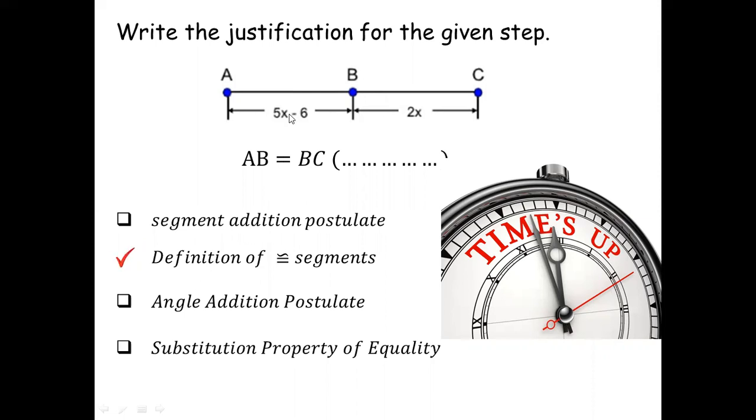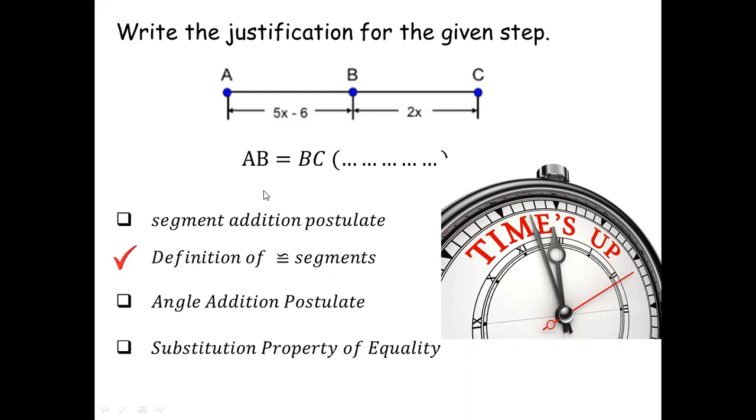If they would have said AB plus BC equals AC, then it becomes segment addition postulate. Here they did not add any segments. They just gave the information AB equals BC. So why is AB equal to BC? Because of the definition of congruent segments. It cannot be angle addition postulate because they're not adding any angles here. And neither is it substitution property because they did not replace any numbers here.